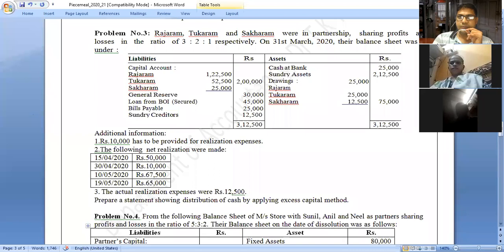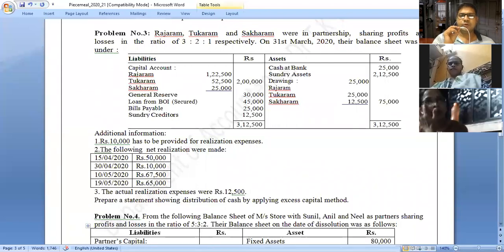Here in our problem, Tukaram became nil and Rajaram has 26,250 final excess capital. Rajaram is the only partner holding excess capital. Now the other two partners become nil, so no need to repeat these steps. Our final excess capital we got. All steps are over. So I hope you understood these steps.